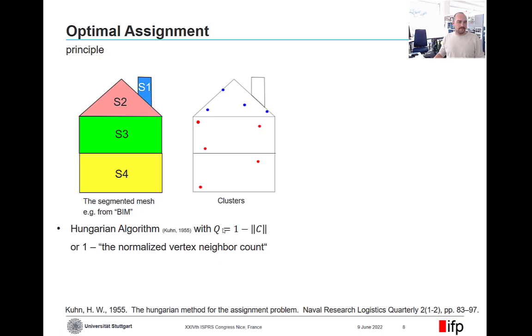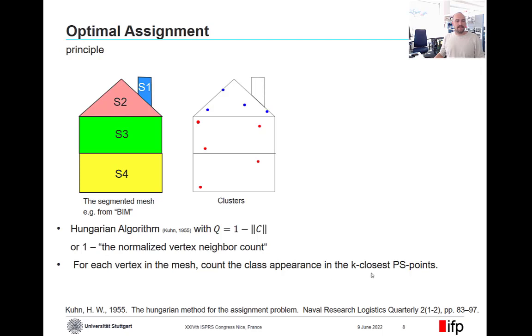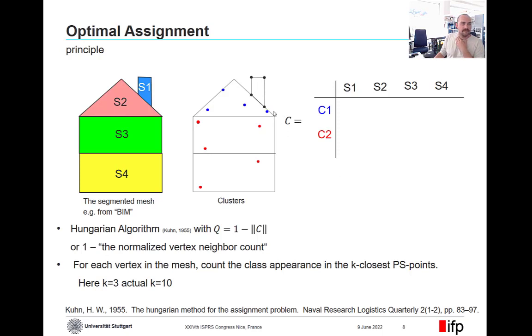And as the qualification matrix Q, we use 1 minus the normalized vertex neighbor count. I will show you what I mean with that in a second. So for each vertex in the mesh, we count the class appearance in the k closest PS points. Here we actually use 3, but in the publication we use 10. So for each vertex, let's start with this vertex here, we count the 3 closest neighbors, so these 3 points. So cluster 2, the blue cluster, appears 2 times and the red cluster appears once.